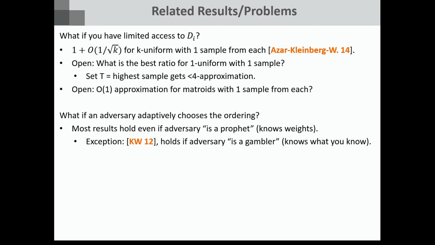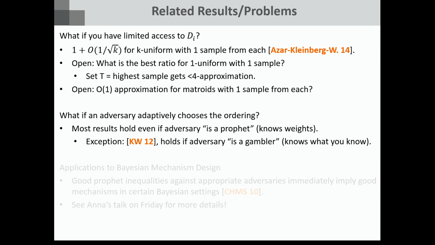Okay, one last comment. What if an adversary adaptively chooses the ordering? What if it's more powerful than what we saw on the last slide? Basically, every result in this talk holds, even if the adversary knows the weights exactly. So if the adversary is a prophet, it knows exactly the weights and then gets to mess with your algorithm. The exception is, again, the matroid profit inequality, which does hold against adaptive adversaries, but not quite so powerful. If the adversary is adaptive but doesn't know the future, then the matroid profit inequality holds, but we don't know if it holds against this prophet adversary.